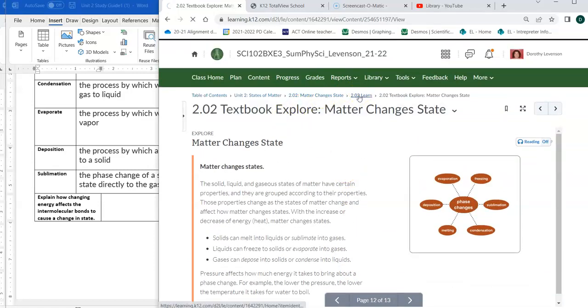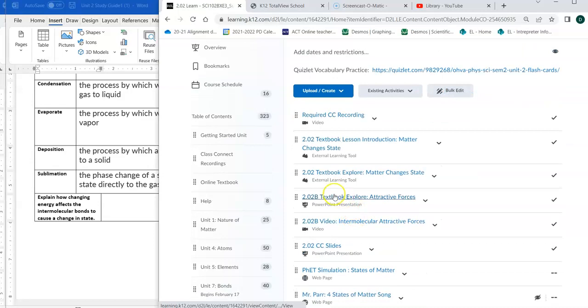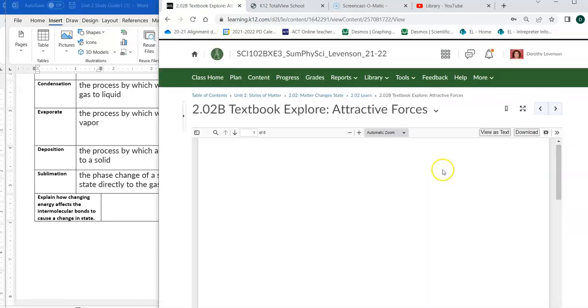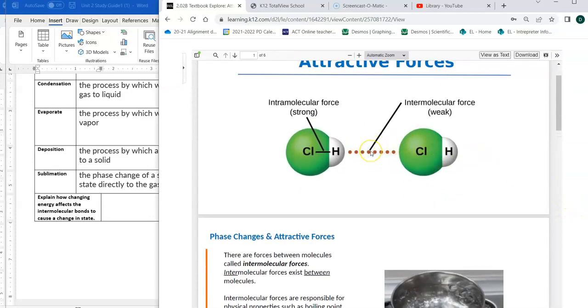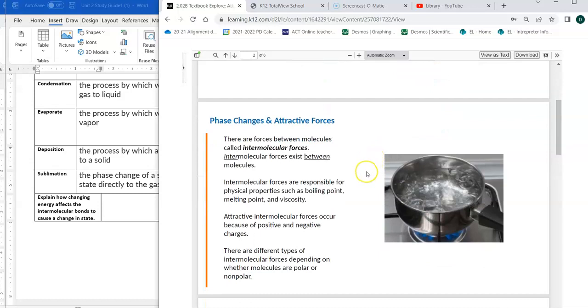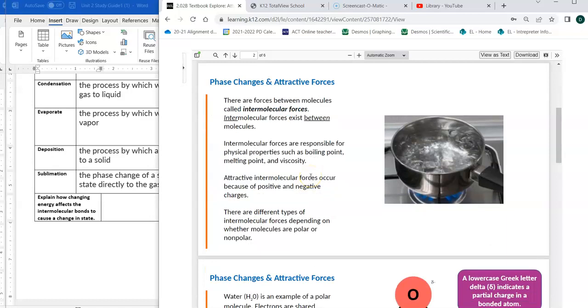So we go back into the Learn, and you need to click into the 2.02b where it talks about attractive forces. And you can see that it's talking about these intermolecular bonds. And one of the important things to understand about the intermolecular bonds, not only is that they are between particles or molecules, but that they are kind of elastic, where they're kind of stretchy, and it takes energy to break them. You have to add energy to break them, take energy away to make them, right? So you're breaking and making these intermolecular bonds.